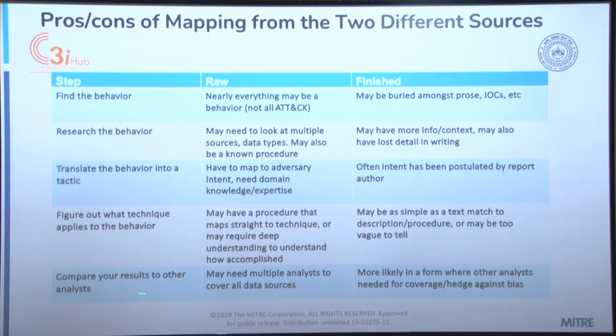Now, for comparing results with another analyst, one may need multiple analysts to cover all the different data sources present at the victim's end. In the finished threat report case, it is more likely that other analysts are already needed for coverage to hedge against bias, that is, to restrict the bias. An analyst needs diverse coverage and understanding of the domain, so that they can understand the sentences written in the threat report and map them to the ATT&CK Navigator.